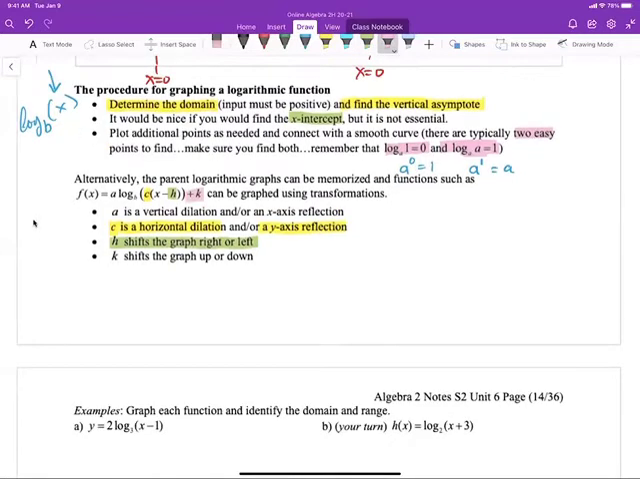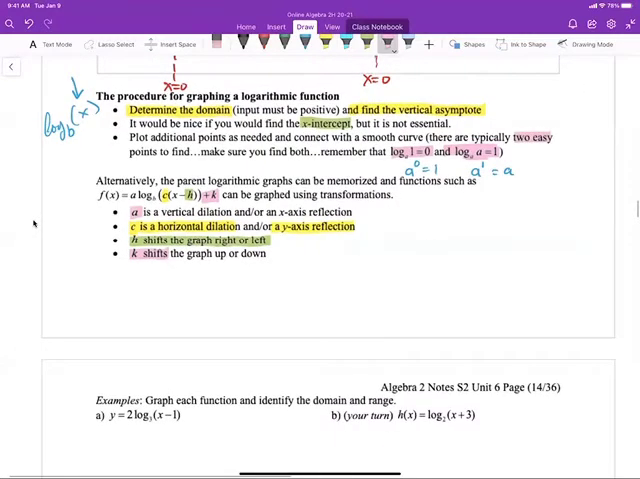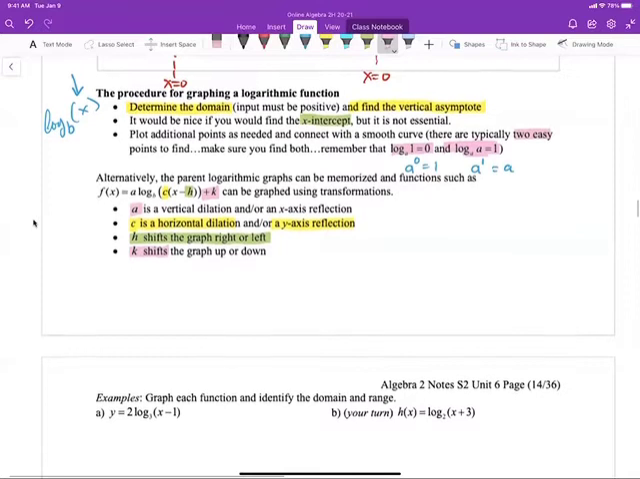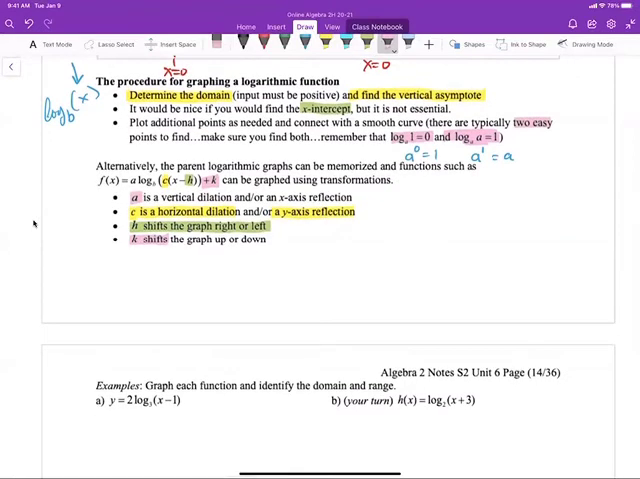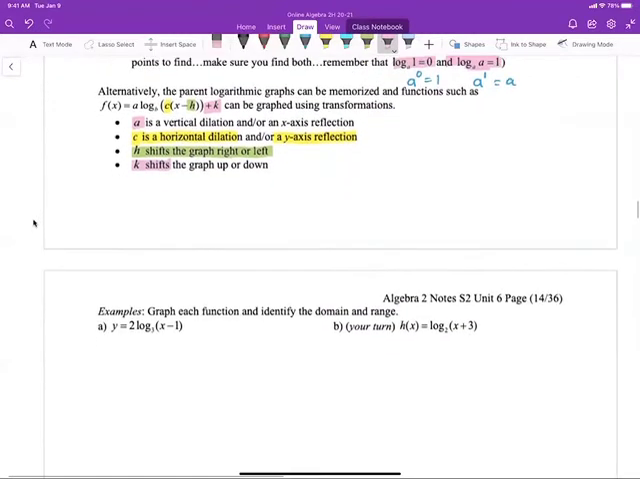This k value is outside of the parent function. Things that are outside are vertical translations, and so that will help identify whether the graph is shifted up or down. And a, once again, is also outside of the parent function, and it is going to tell us if there's a vertical dilation, or if it's negative, it would have an x-axis reflection.